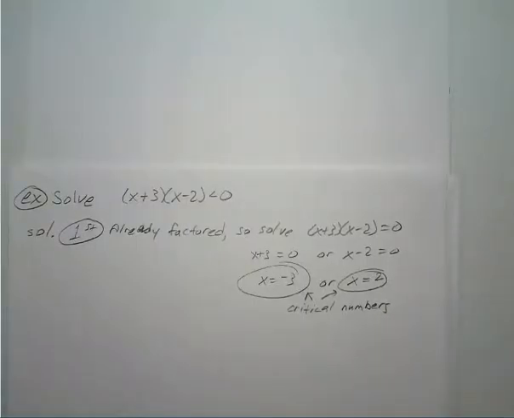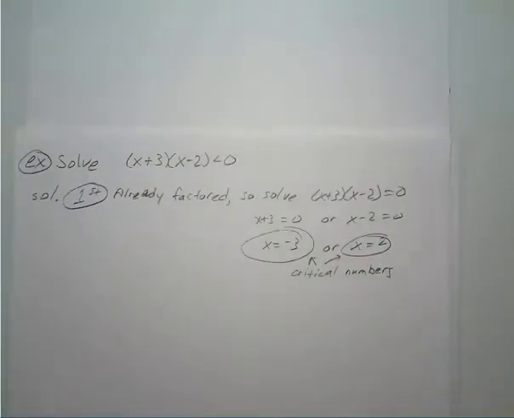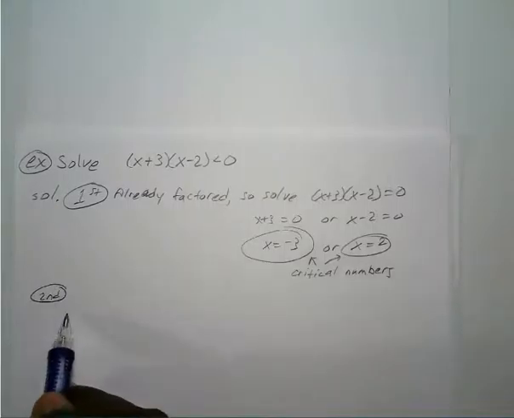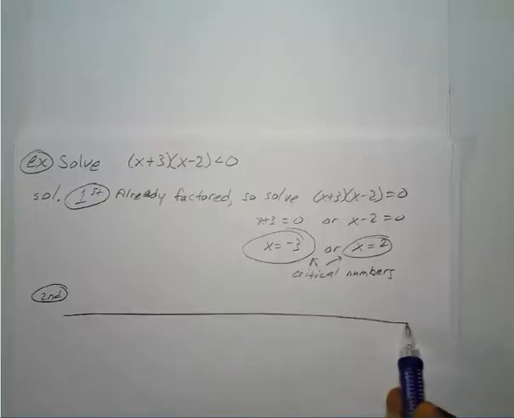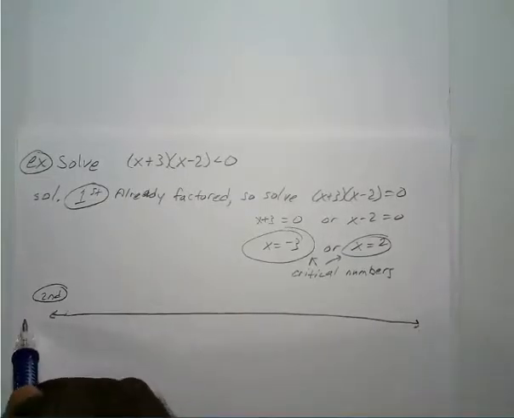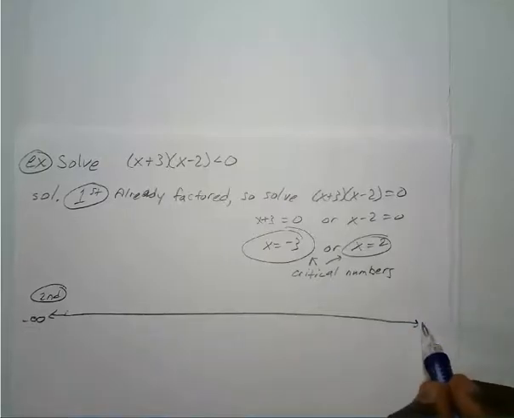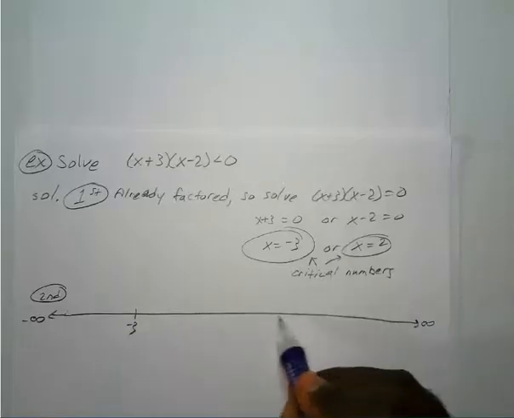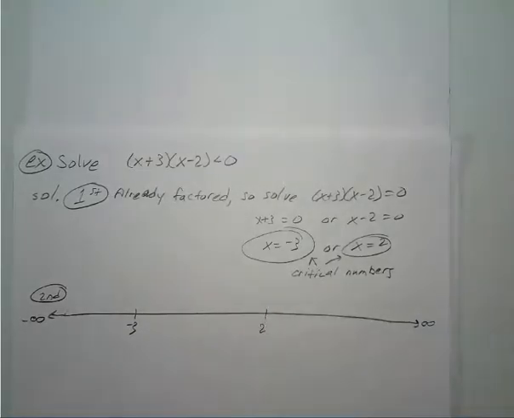Once we get our critical numbers, we go to our second step, which means we put those critical numbers on a number line. We draw out our number line, and remember, that goes from negative infinity to positive infinity. So we have our -3 and our +2.